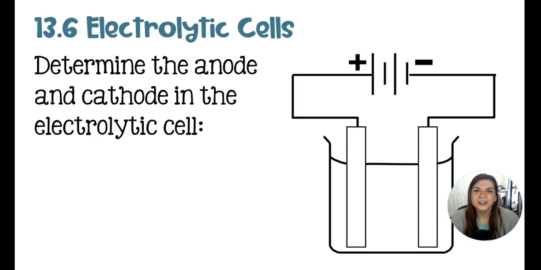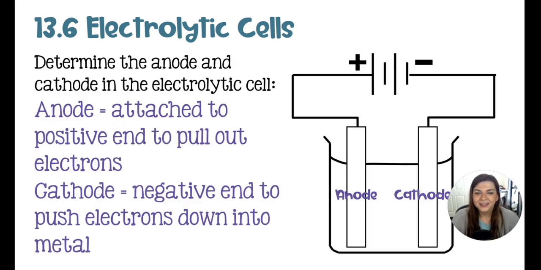Last up are questions on the electrolytic cell. This one asks to determine the anode and cathode in this electrolytic cell. This one was a little tricky because there was nothing labeled here, but it is pretty easy to see that the anode is going to be on the left side of this particular image because the anode has to be attached to the positive end of the battery in order to pull the electrons out of the anode. The negative end is going to be attached to the cathode because the negative end of the battery is going to push the electrons into the cathode because they're negative.